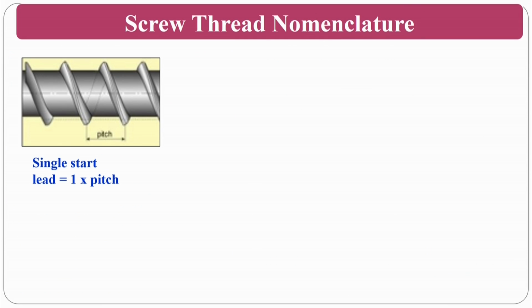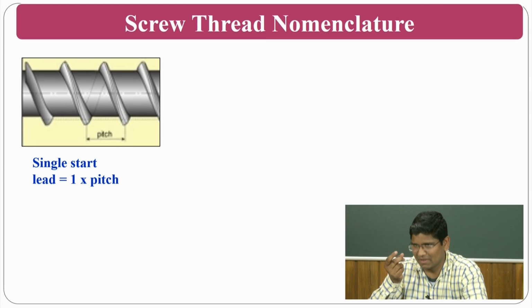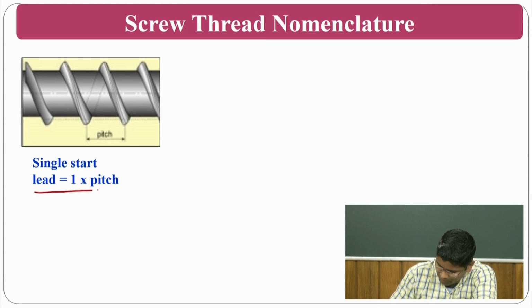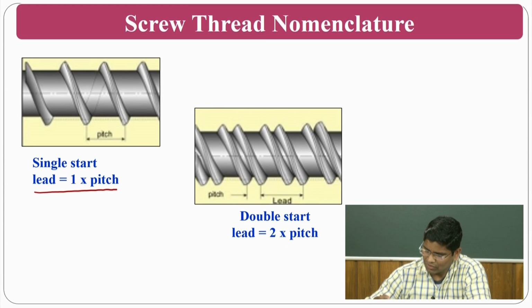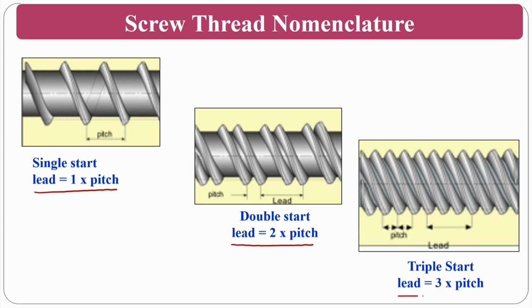Screw threads have multiple varieties. In common practice we have single start, double start and triple start. In a single start thread, lead equals pitch, that is, pitch multiplied by 1. If lead equals double the pitch, that means a double start, and if lead equals 3 times the pitch, it is called a triple start thread.